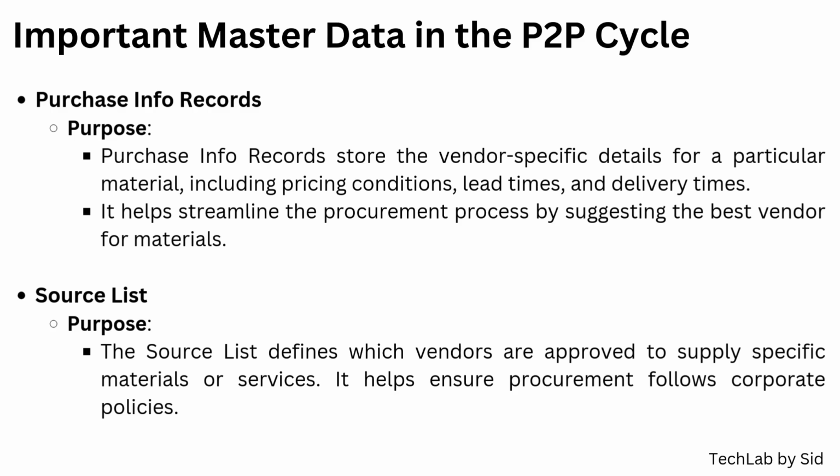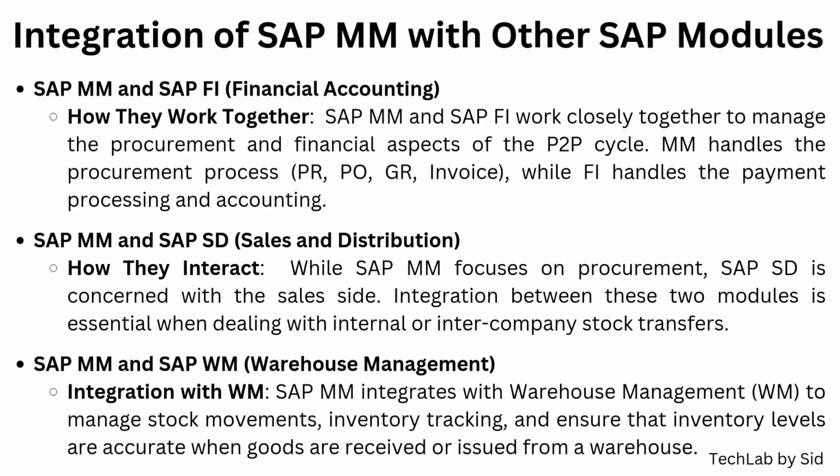The source list ensures compliance by defining approved vendors for specific materials or services, reducing risk and streamlining procurement. By maintaining accurate master data, businesses can optimize procurement, reduce errors, and build strong vendor relationships, making the P2P cycle more efficient. In the SAP system, various modules work together to create seamless business processes, with MM playing a central role in procurement, inventory management, and invoice verification.